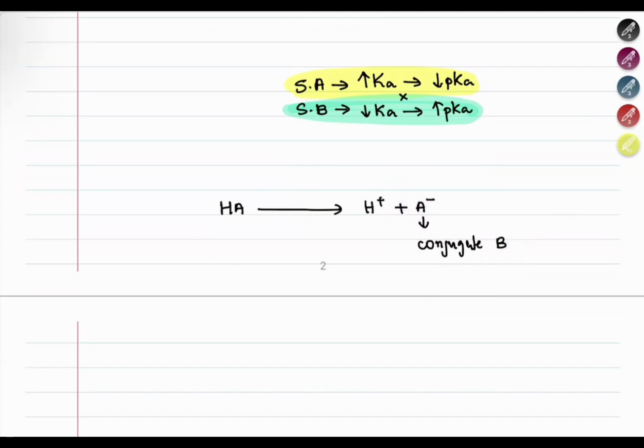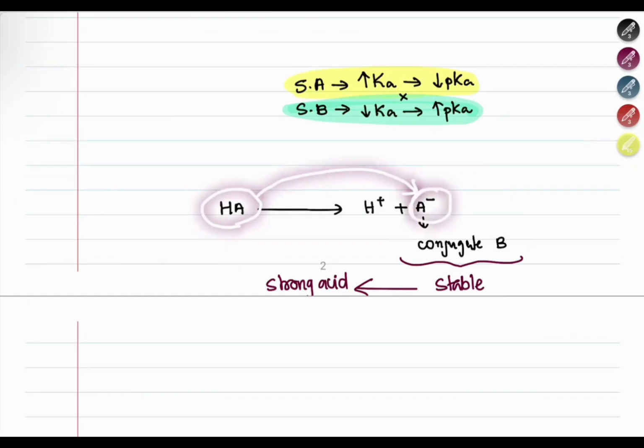Suppose our conjugate base is stable. That means we have a very strong acid. Okay. So to check the acidic strength of an organic molecule, what you have to see is the corresponding conjugate base, and then we have to see its stability. If it is stable, that means we have a strong acid.